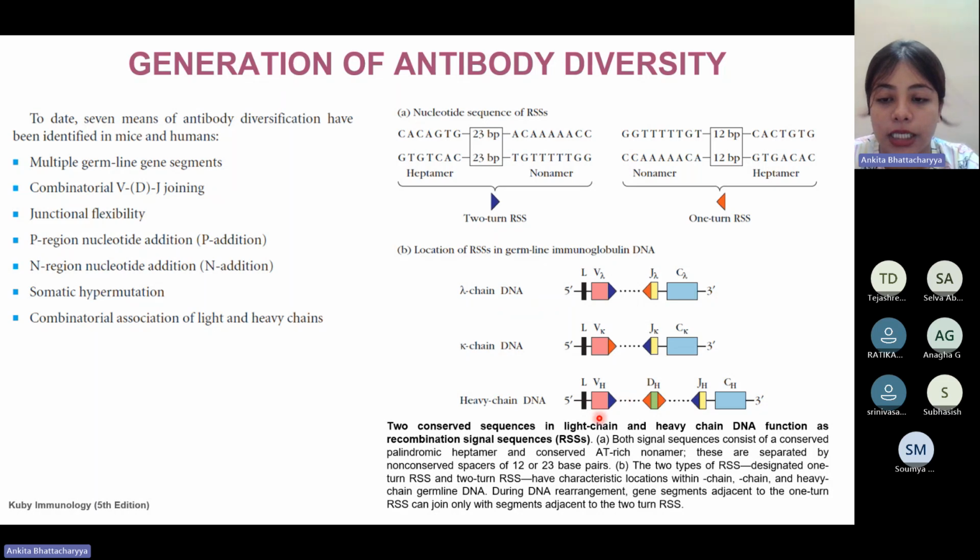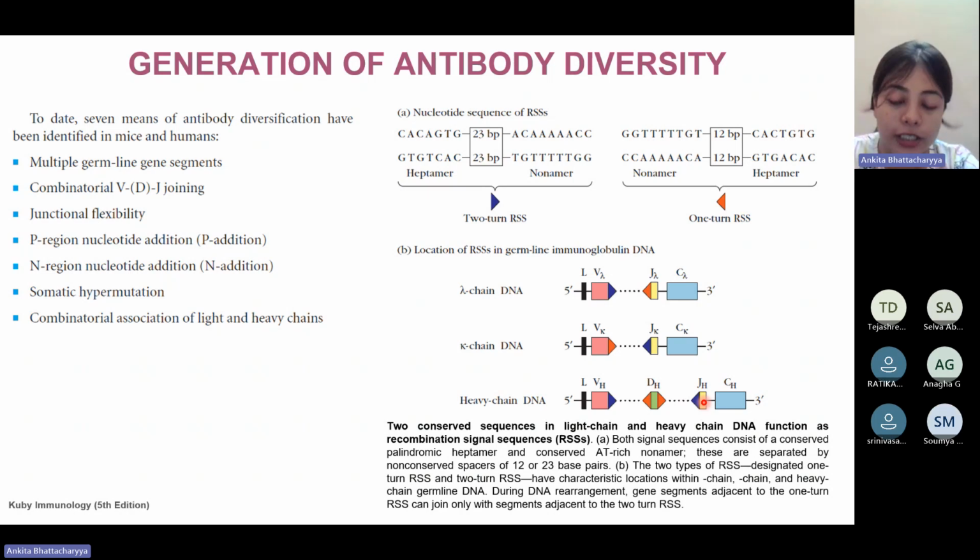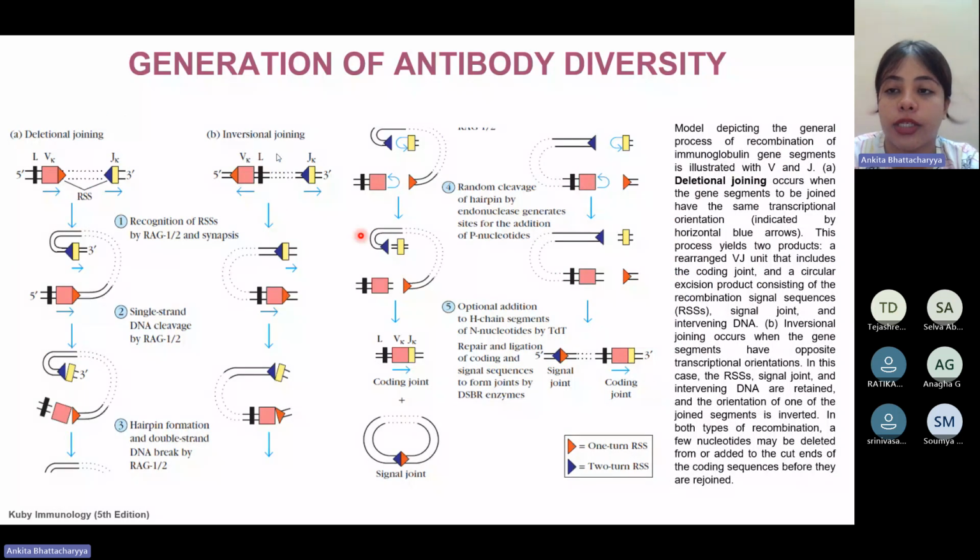Why is this relevant? It is because if we look at the heavy chain DNA, that's where it becomes most relevant. If the variable segment has a two-turn RSS and the joining segment has a two-turn RSS, then they would not be able to recombine with each other, and instead they would combine with something which carries a one-turn RSS, which is the DH region. So first the D and J region would undergo recombination, then the V and DJ fragment will undergo recombination. So that's how this is kept in check. And how does it operate further? So this is a model that depicts the general process of recombination in immunoglobulin gene segments, which has been shown with V and J only, just to keep it simple.